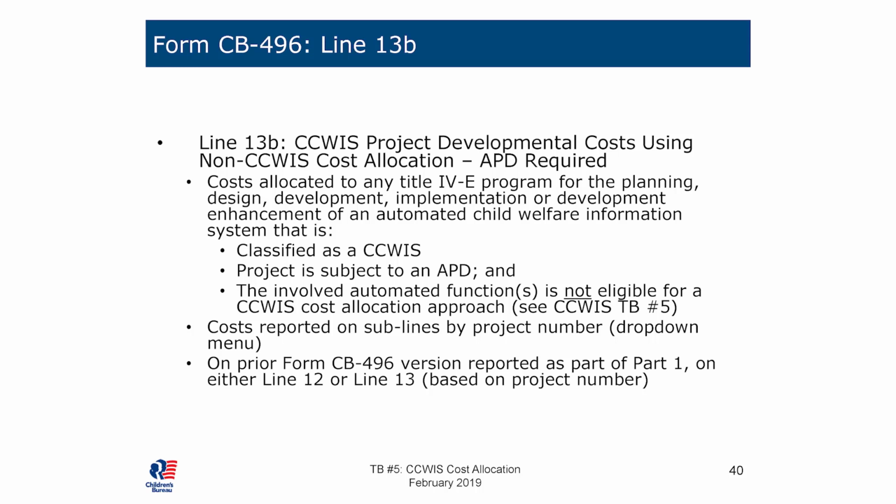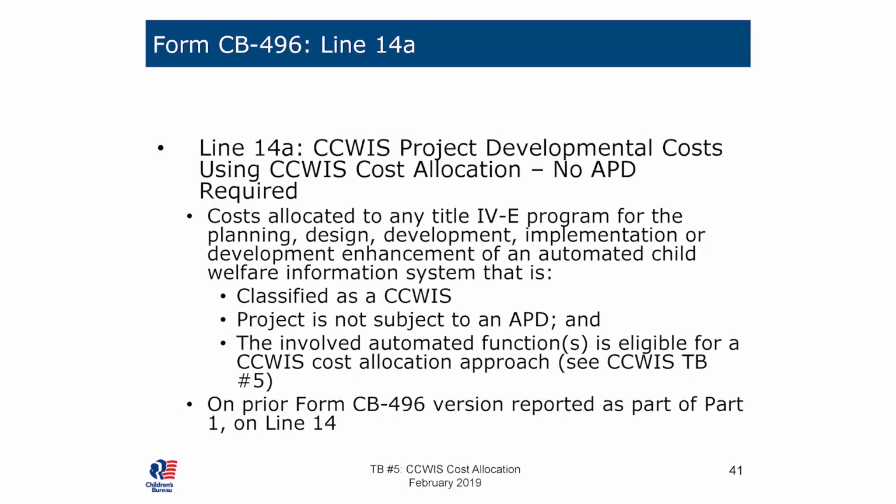Next slide, please. Okay, line 14A is for CCWIS project developmental costs that are also using the CCWIS cost allocation approach. And the difference, though, from line 13A is that these are projects where you do not require an APD, or an advanced planning document. So these might be costs that are developmental in nature, but you've already completed an advanced planning document, or it does not meet the threshold for purposes of continuing with an advanced planning document. In either case, because these particular costs are not subject to an APD, there is no project number.